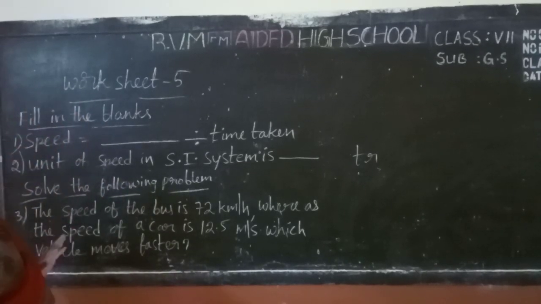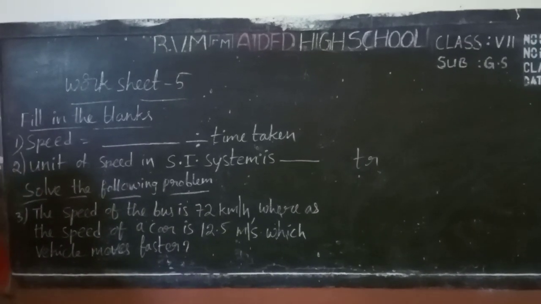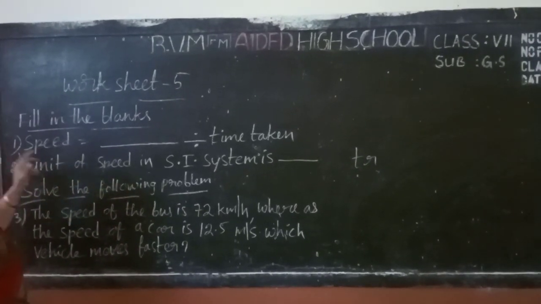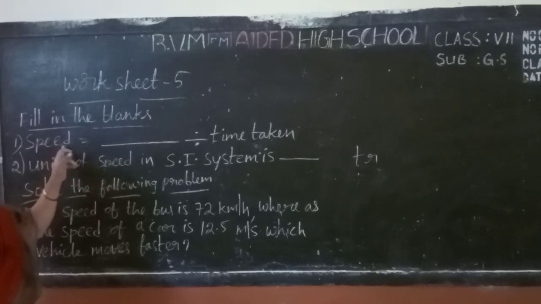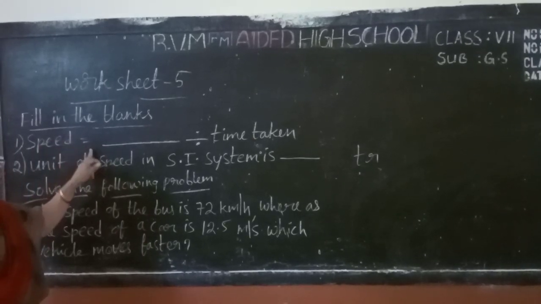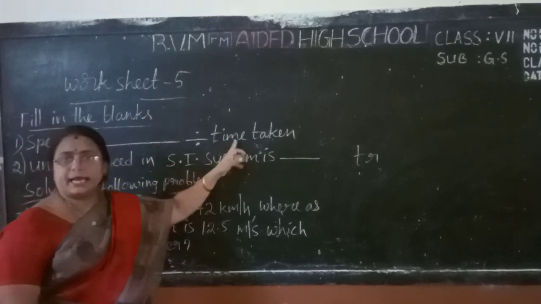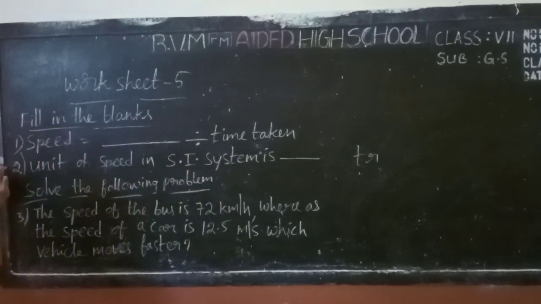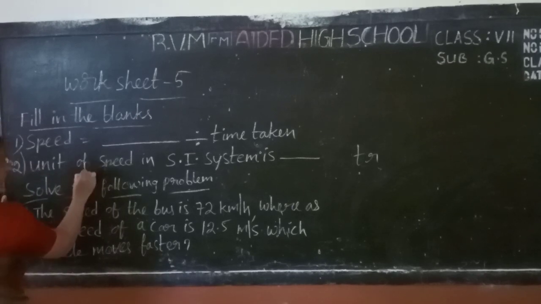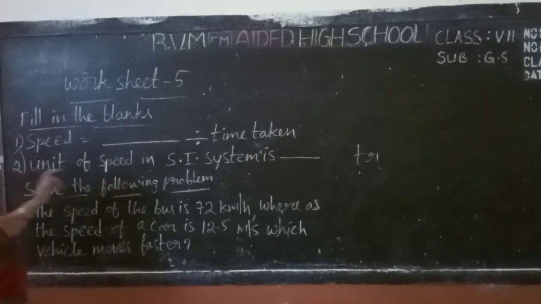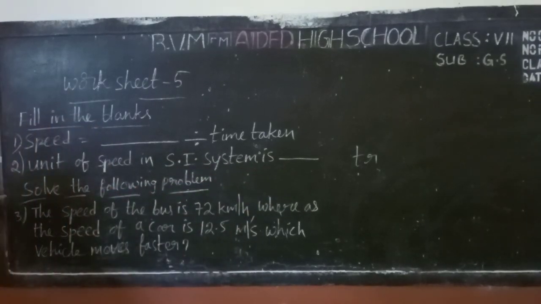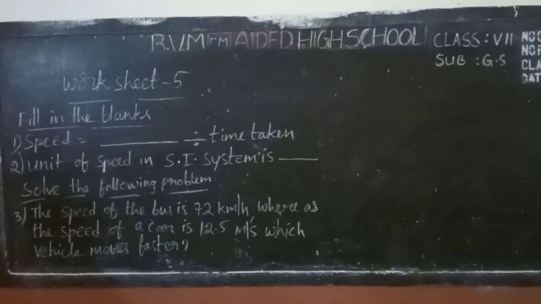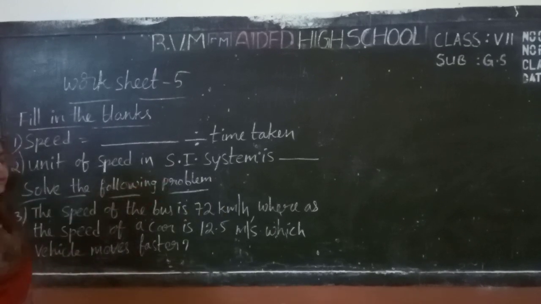Let's move to worksheet 5. First we have to fill up the blanks. The formula of the speed: speed equals dash divided by time taken. Next, the unit of speed. The unit of speed in SI system is dash.